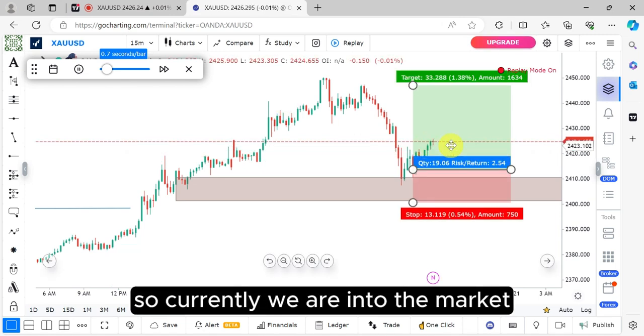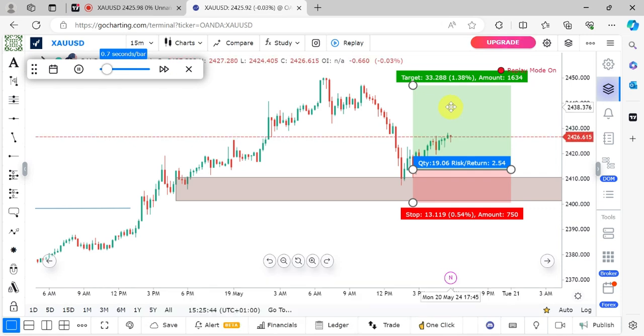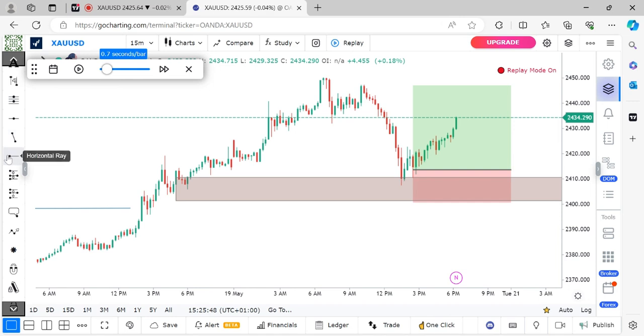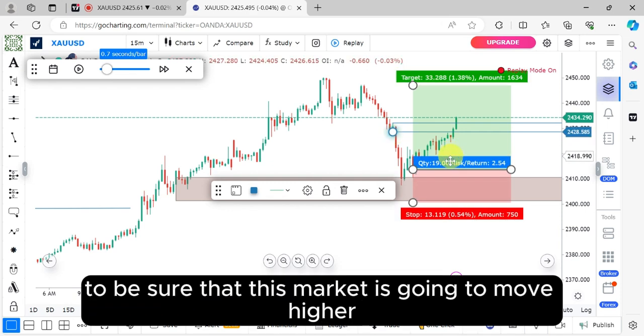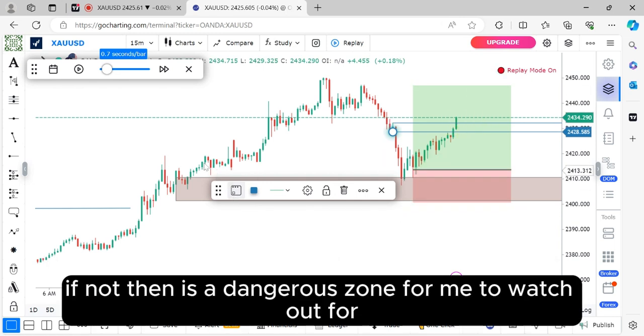So currently we're inside the market and we can see that the trade is going in our direction, but obviously you will see a supply zone here. Okay, and for me to be sure that this market is going to move higher, I want to see that the market will break this supply zone and then continue to move up. If not, then it's a dangerous zone for me to watch out for.